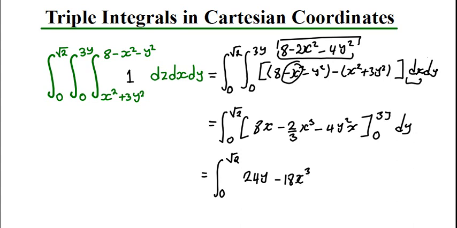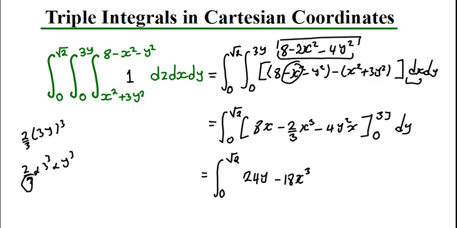How I'm getting this is very simple. I've just said 2 over 3, where there's x I plug in 3y to the power 3. This is the same as saying 2 over 3 multiplied by 3 to the power 3, multiplied by y to the power 3. 3 to the power 3 is 27, 27 divided by the 3 here gives a 9, and 9 multiplied by 2 is 18.